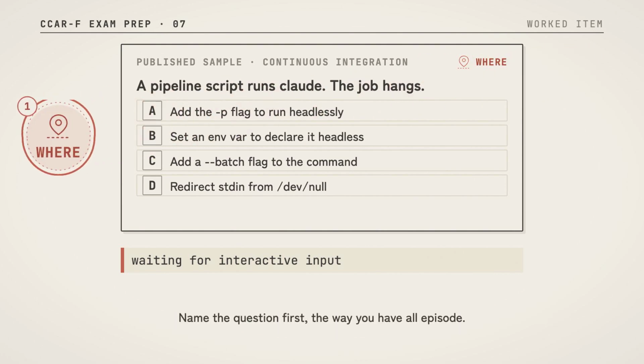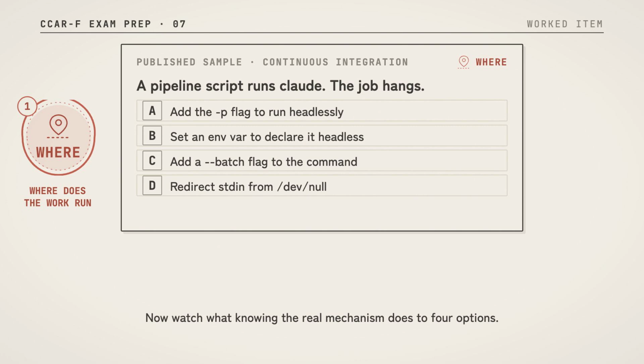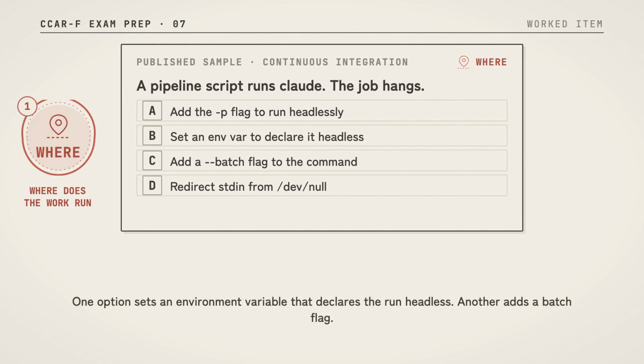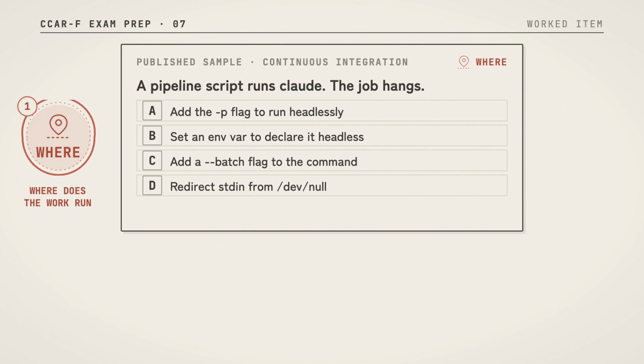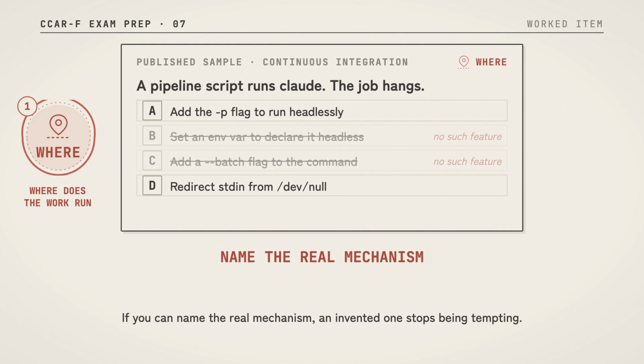Name the question first, the way you have all episode. The prompt is fine and the tools are fine. What's wrong is where it's running, so this is where does the work run. Now watch what knowing the real mechanism does to 4 options. One option sets an environment variable that declares the run headless. Another adds a batch flag. Neither of those exists. They're not bad ideas you weigh and reject. They're features somebody invented for this question. If you can name the real mechanism, an invented one stops being tempting.